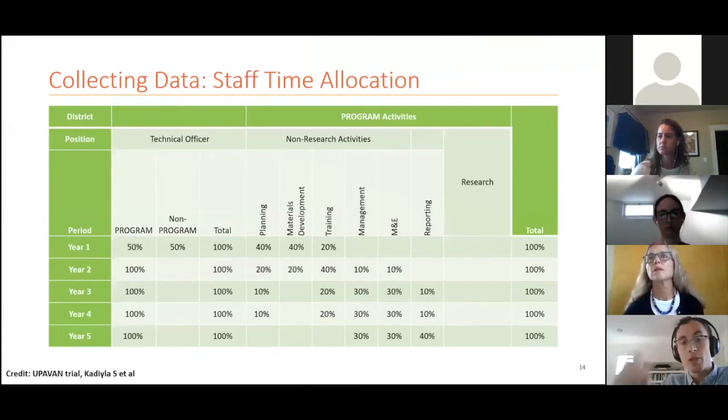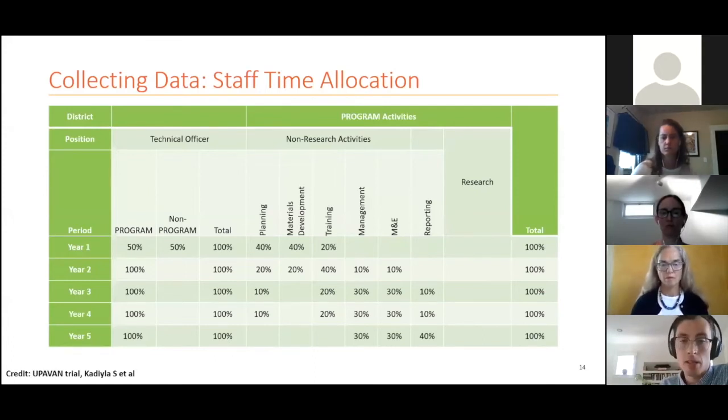It's also really valuable to use qualitative data to understand how staff spend their time across project activities. This helps you allocate their salary expenses to different activities. We found that a simple spreadsheet like this, and we have to credit the Upavan trial here for giving this idea and the template for the spreadsheet, can be a really useful and efficient way to work with staff to understand their allocation of FTE across program activities over the life course of the project.